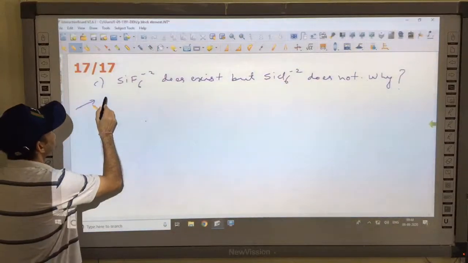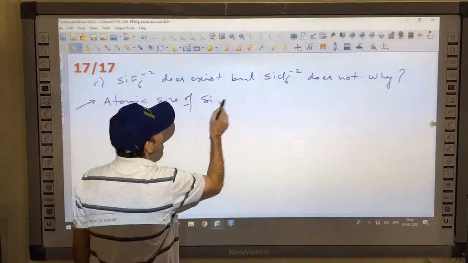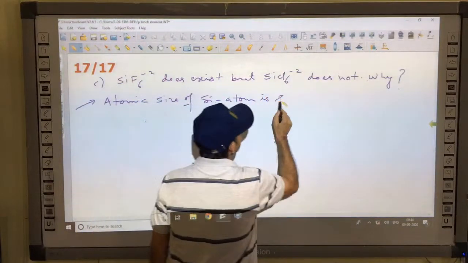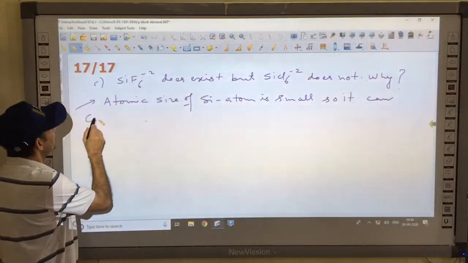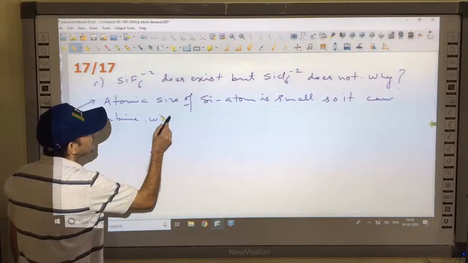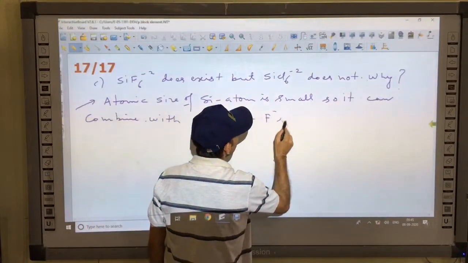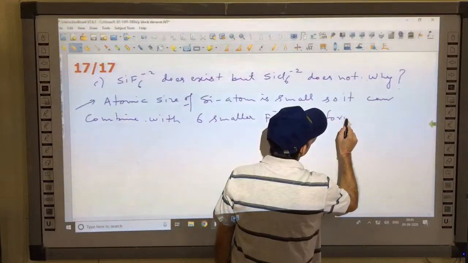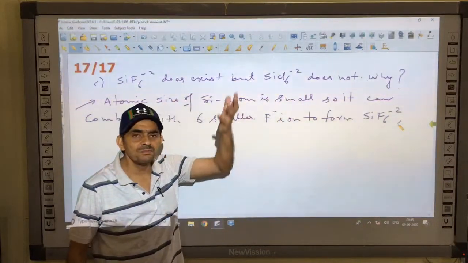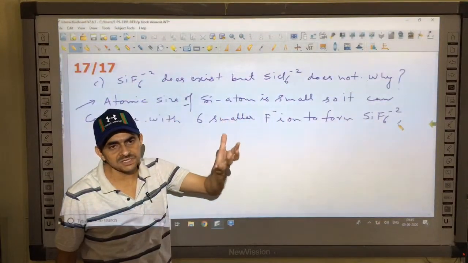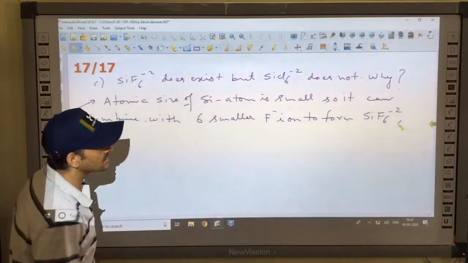You see over here, the atomic size of silicon is small. So it can combine with 6 smaller F negative ions to form SiF6 2-. But the Cl atom is bigger in size as compared to silicon. So how is it possible that a smaller silicon can accommodate and combine with a bigger anion? So it is not going to take place.